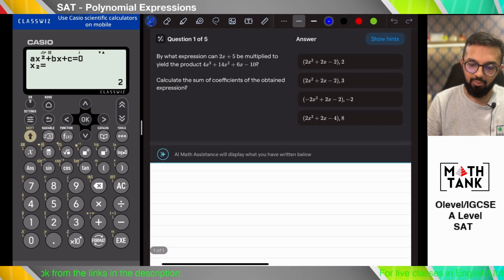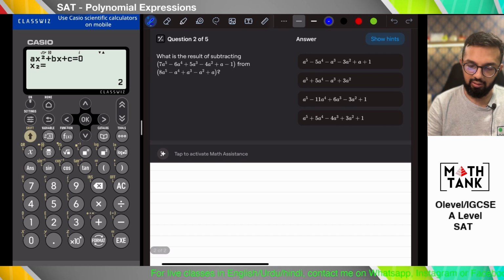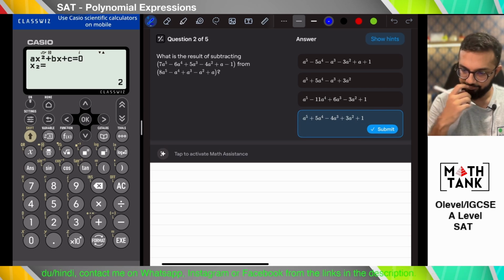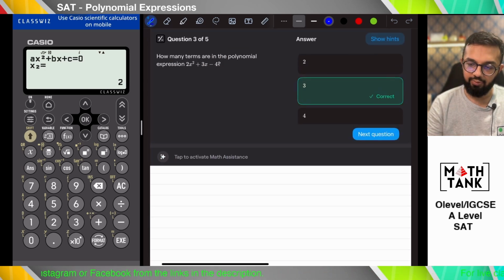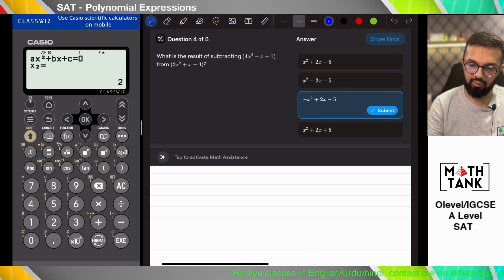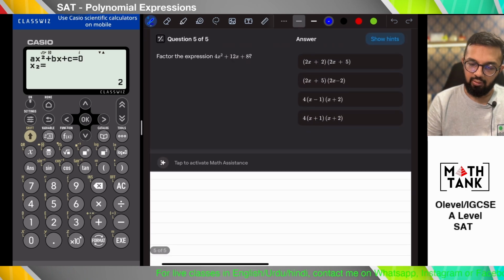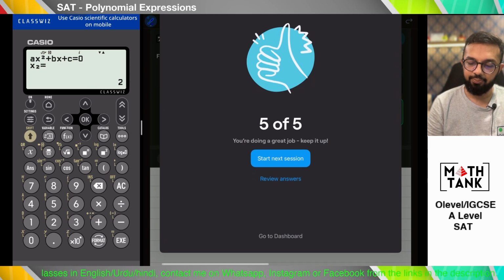Let's see. By what expression should this be divided? So we decided that this should be this. Subtracting this from that. I think that was the correct answer option. Yeah, three terms. That's the problem. In getting one of these wrong, it doesn't allow me to level up then.